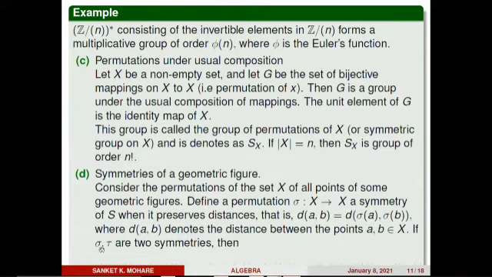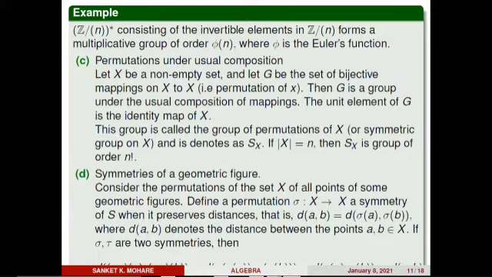Okay, if sigma and tau are two symmetries, then what? Then d of sigma of tau of a comma sigma of tau of b is equal to what? d of sigma of tau of a comma sigma of tau of b, which is equal to what? Because tau is also a symmetry. Okay, tau is also a symmetry. So tau of a maps to, so sigma of tau of a maps to tau of a, sigma of tau of b maps to tau of b. So that's why the value of sigma of tau of a is what?